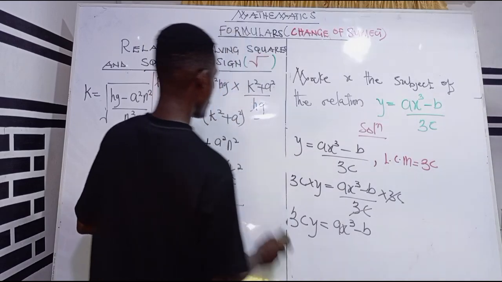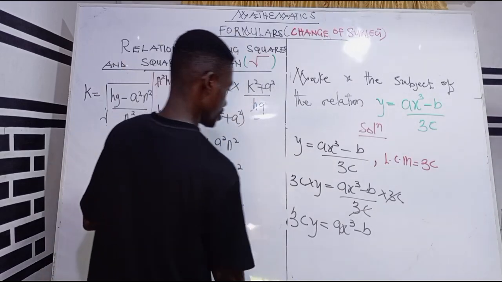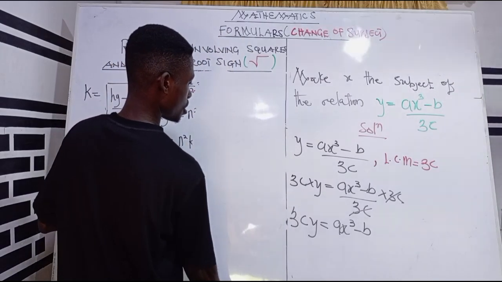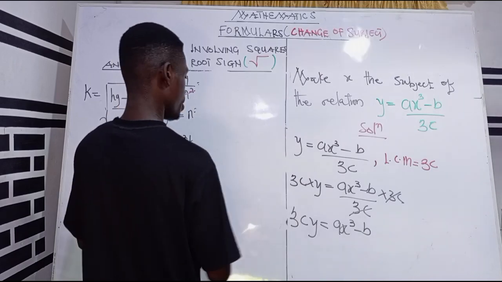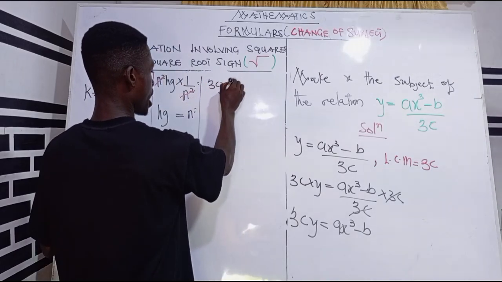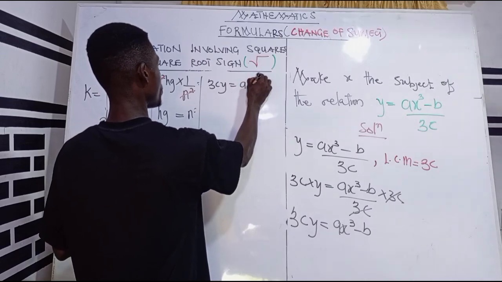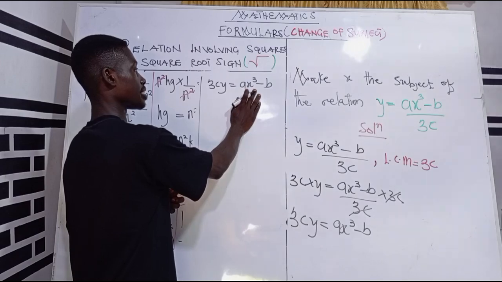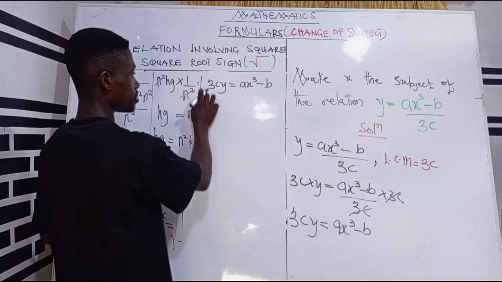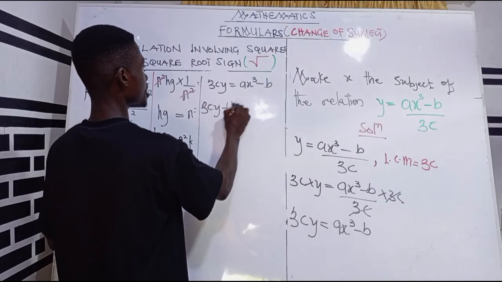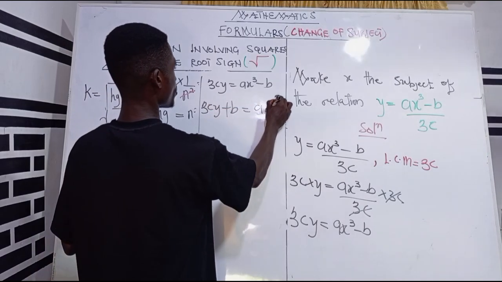Okay, let's continue from here. So we have 3cy is equal to ax cubed minus b. Now I want to make x the subject. So we have minus b here. Let's bring it to this very side. We have 3cy plus b is equal to ax cubed.